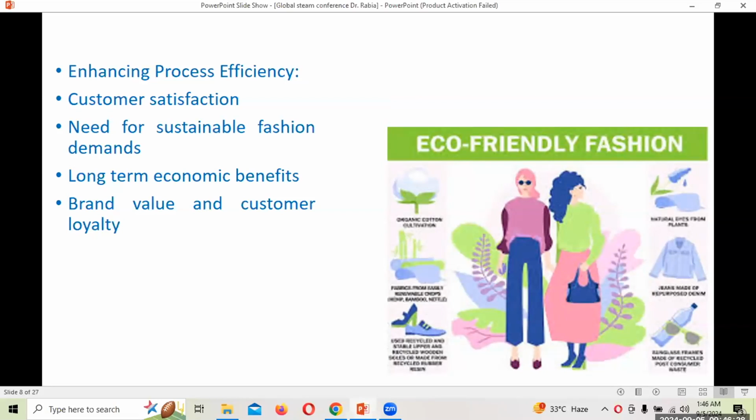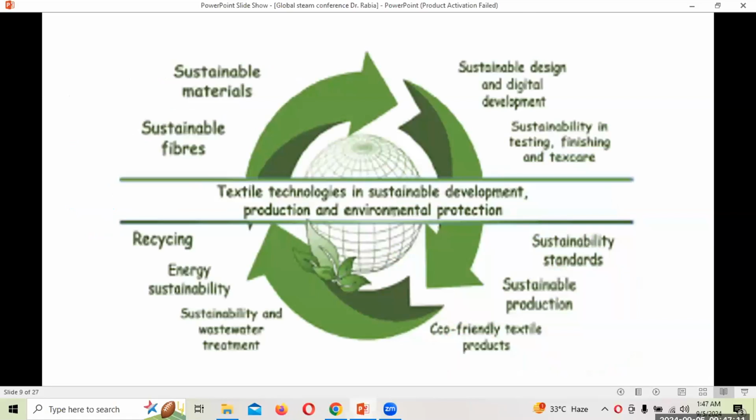Also, sustainable solutions are necessary for enhancing the process efficiency and to use sustainable chemicals, and all these processes are necessary for customer satisfaction. All the customers and consumers of fashion now are aware of sustainable fashion, so they demand sustainable green technologies and sustainable fashion, where the need for sustainability arises, and it gives us long-term economic benefits and brand value.